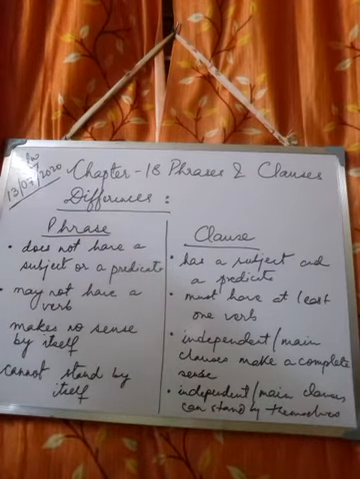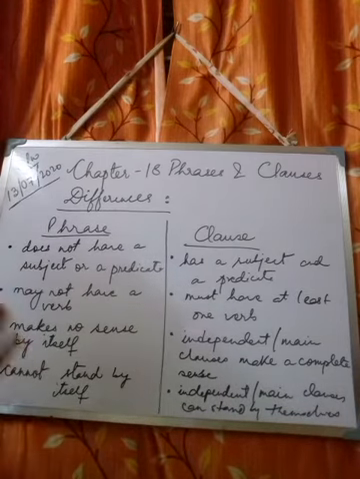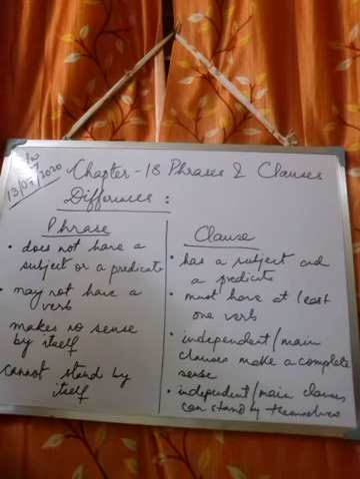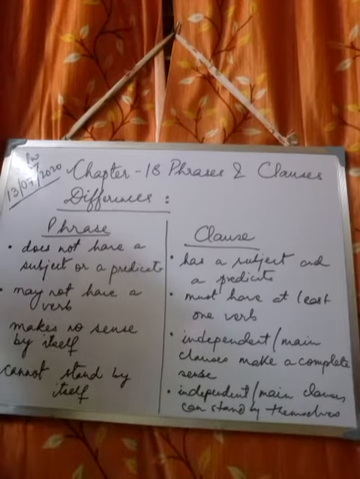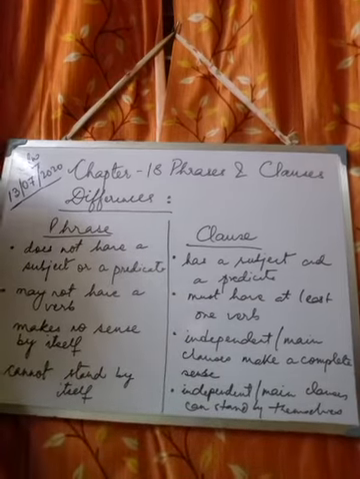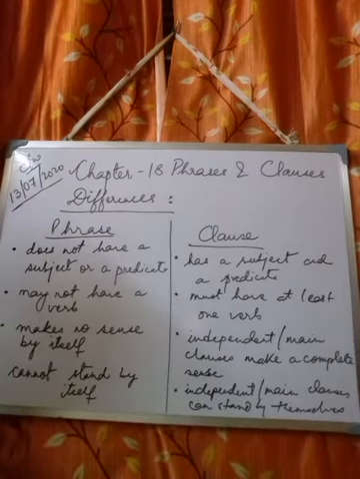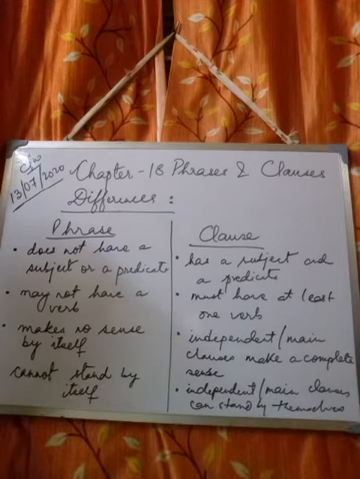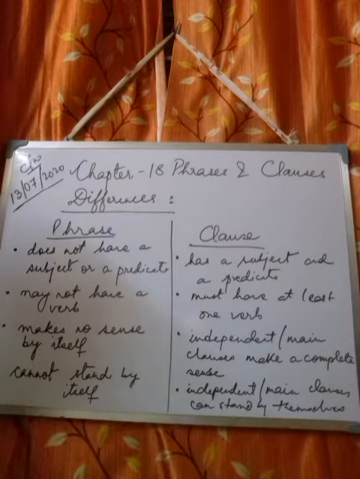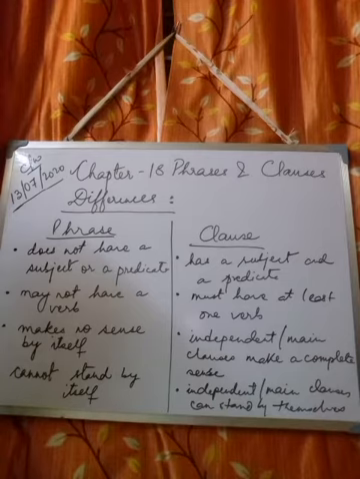Now let us consider the differences between a phrase and a clause. Now that you have known the basics of what a phrase is and what a clause is, let us just recap the difference. A phrase does not have a subject or a predicate. We have learned this. It is only a group of words which may have a head word as the adjective, noun, adverb, preposition or verb, but this chunk of words does not contain subject or predicate.